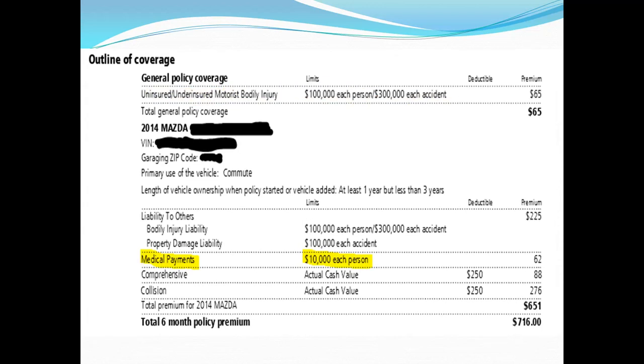Next is medical payments coverage. In some states, that might have a different name, such as medical benefits coverage, or PIP, which is personal injury protection. Regardless of its name, they all mean about the same thing. And as you can see here, this driver chose to carry up to $10,000 maximum per person.